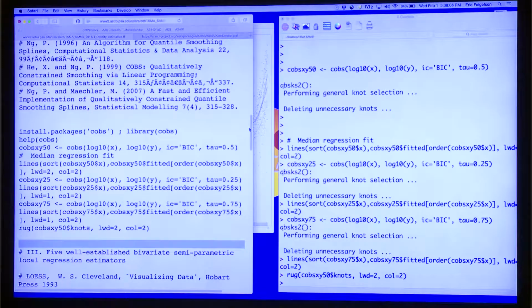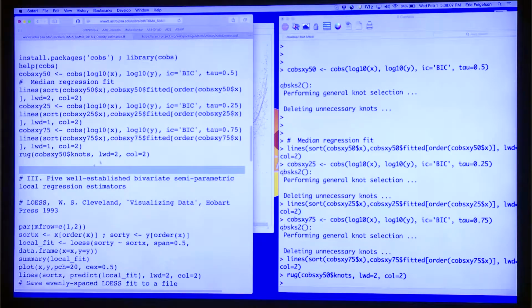Okay. Section 3. Same theme, same fake data. We're not going to do anything different. But we're going to use 5 well-established bivariate semi-parametric local regression estimators. That's what I gave my lecture about a few minutes ago. Okay. I gave some slides. You can look at it later that are on the website. That's a lecture on some of these methods.